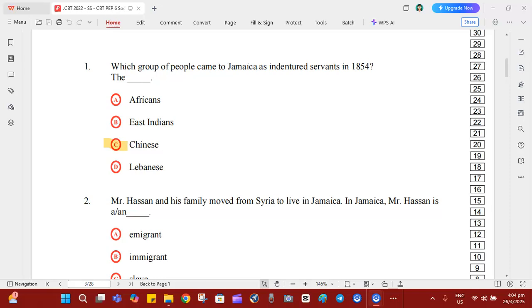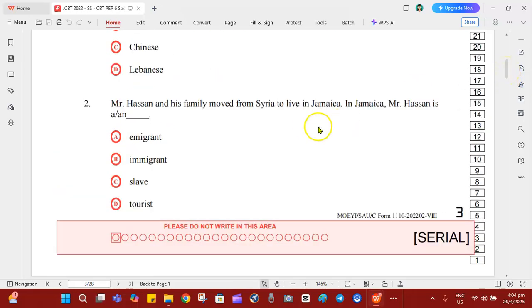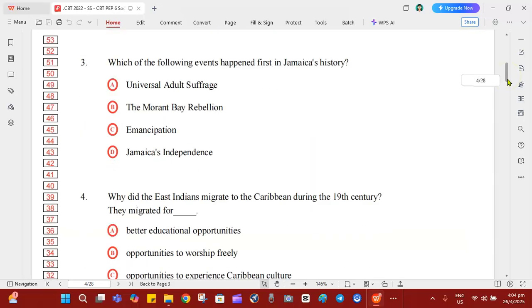Number 2, Mr. Hassan and his family moved from Syria to live in Jamaica. In Jamaica, Mr. Hassan is an immigrant, which is B. Remember, IMI is where you're in, EMI is where you're coming from. So it would be an immigrant from Syria, but an immigrant in Jamaica.